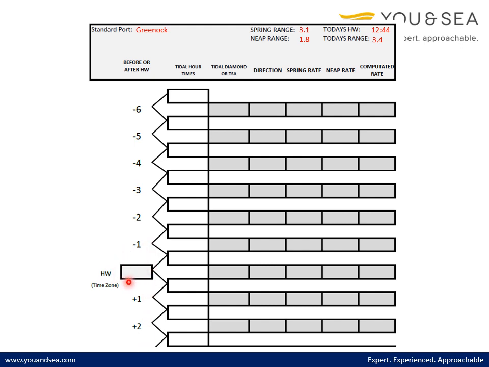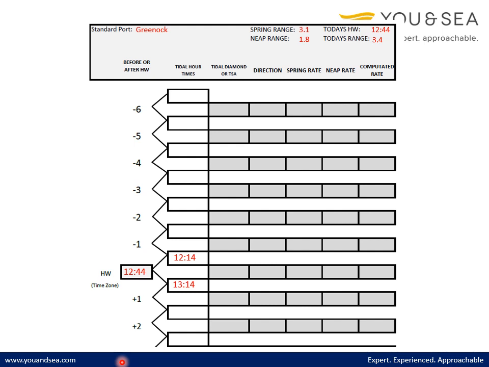So down in this box here, if you can see where my cursor is, that's where we put our high water, 12:44 DST. We take 30 minutes off and we add 30 minutes on, and this creates the hour surrounding high water. Because we're looking at a time before high water, we don't have to fill all the boxes in, but we do need to fill them in for the few hours leading up to high water.